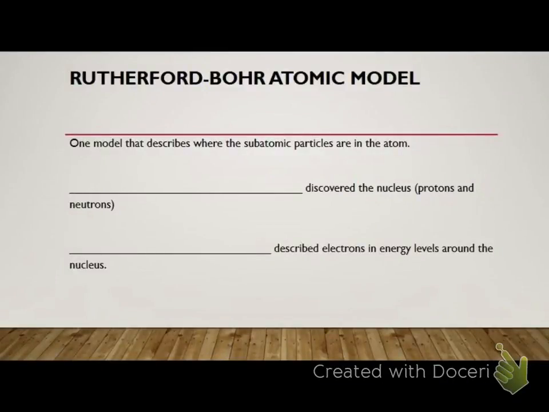All right, so this lesson is going to be really short. We're going to mostly talk about how to do average atomic mass, but before we do that, we talked a little bit about that in the last lesson, but Rutherford, of course, he was the one that discovered the nucleus, and he did that with the gold foil experiment. But in this case, there's the Rutherford Bohr model. Okay, so he discovered the nucleus. Remember, that was the gold foil experiment.